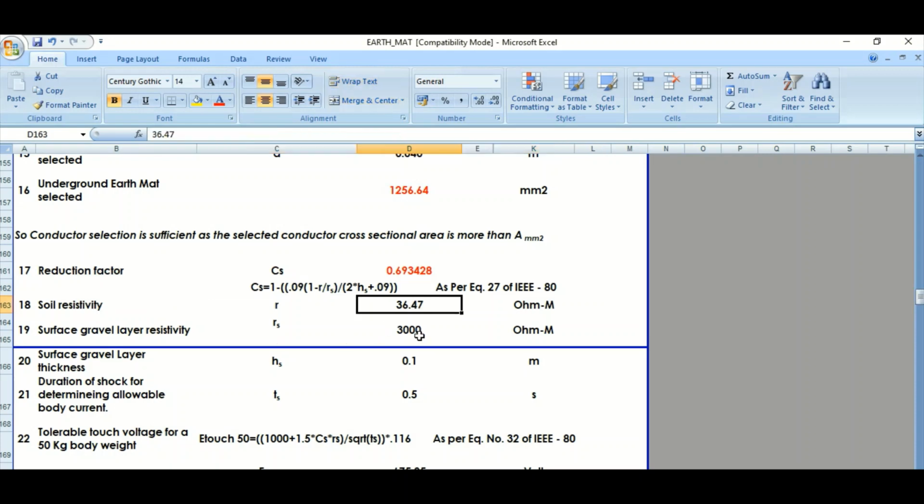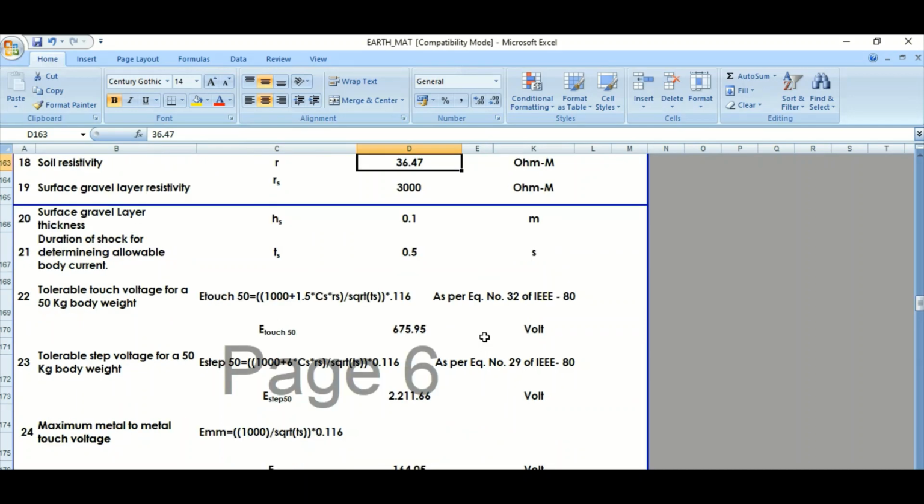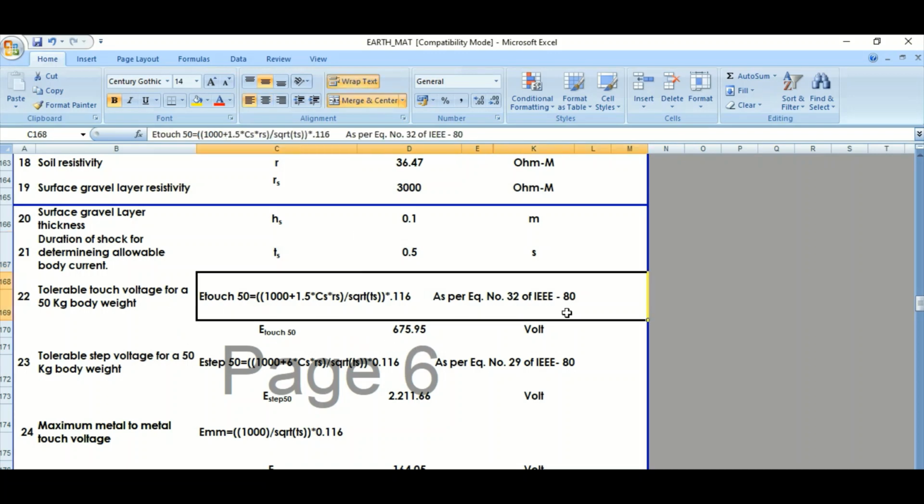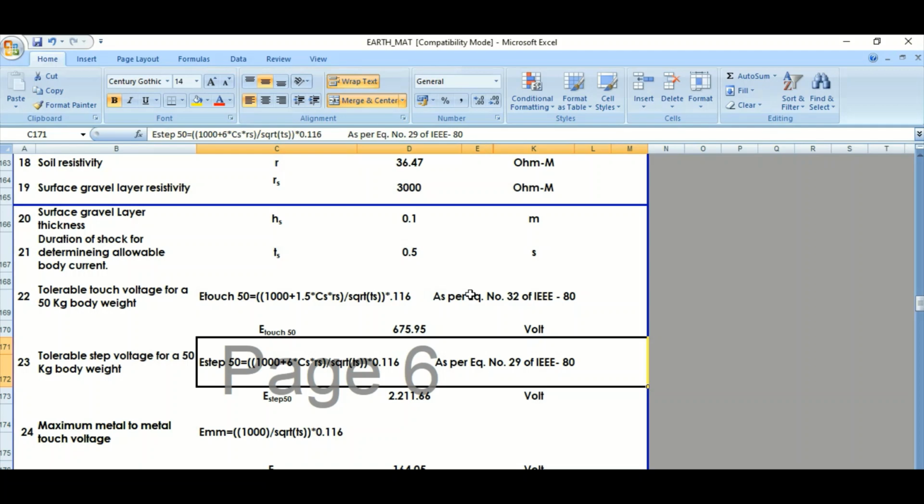And soil resistivity, this is already measured at site, 36.47 ohm meter. Okay, surface gravel layer resistivity, which is 3000 ohm meter. This is the shock duration, 0.5 second. And this is as per the IEEE 80 equation. E touch, the tolerable touch voltage, and this is tolerable step voltage. So these are two equations obtained from the IEEE 80, equation number 32 and 29.